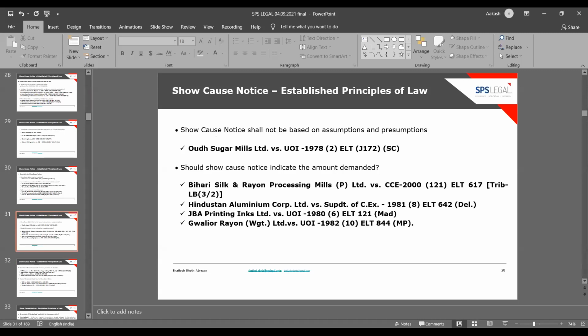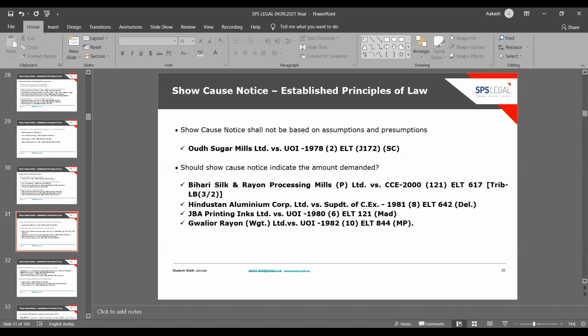Then, should a show cause notice indicate the amount demanded? Yes, the show cause notice must indicate the amount demanded. Here there are conflicting views, and in Bihar Silk Mill, there is a larger bench decision of the Tribunal. It's a majority decision, but a larger bench decision, where it was said that a show cause notice issued without quantification of demand will also still be valid.